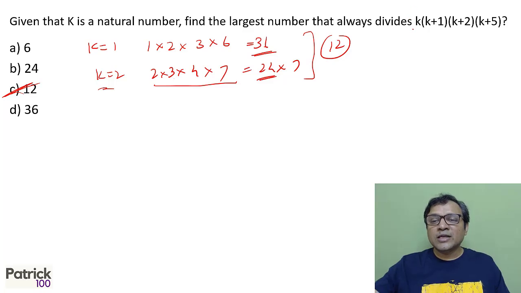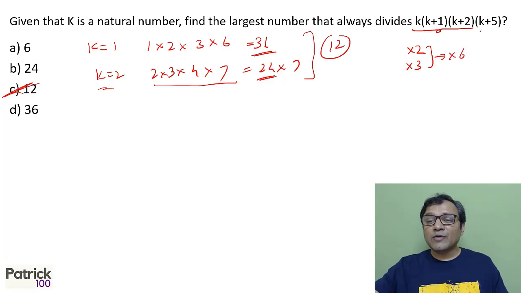One more way of looking at it: K into K plus 1 into K plus 2 are 3 consecutive numbers. If you have 3 consecutive numbers, it will definitely be divisible by 2 and definitely divisible by 3. There will be one multiple of 2 and one multiple of 3 in 3 consecutive numbers. So 6 is there definitely. But we have K plus 5 also. If K is even, then K plus 2 is even. And if K plus 1 is even, K plus 5 will also be even.